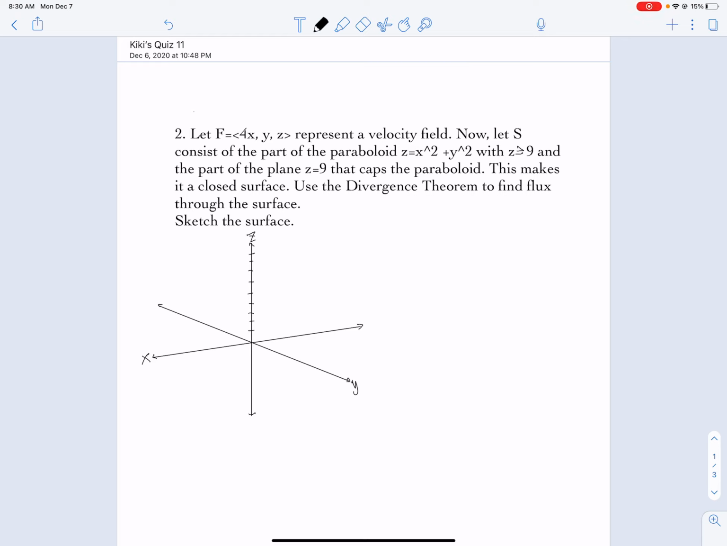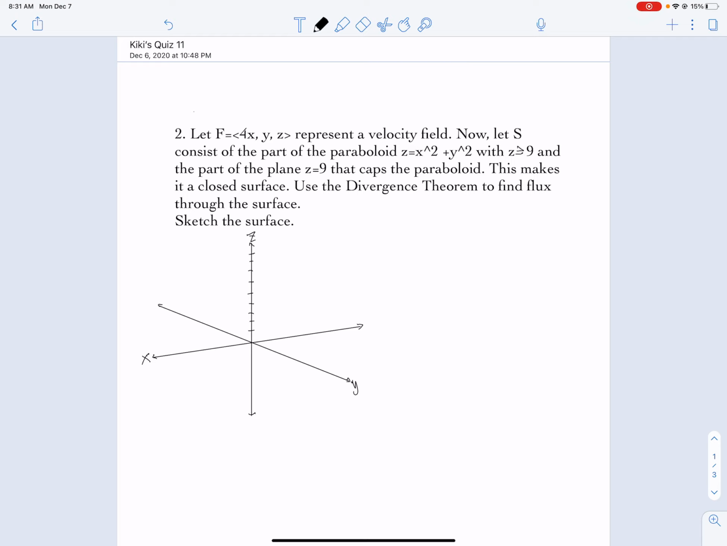So starting with 2. Let F equal <4x, y, z> represent a velocity field. Now let S consist of the part of the paraboloid z equals x squared plus y squared within z less than or equal to 9, and the part of the plane z equals 9 that caps off the paraboloid. This makes it a closed surface. Use the divergence theorem to find the flux through the surface.